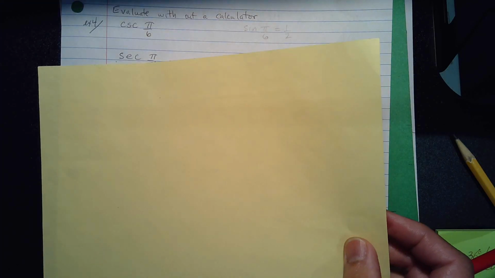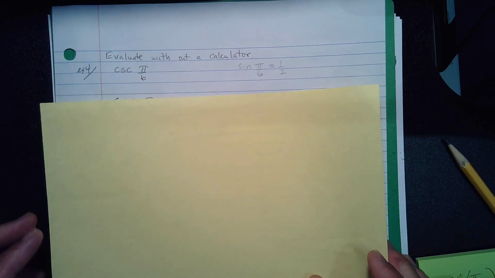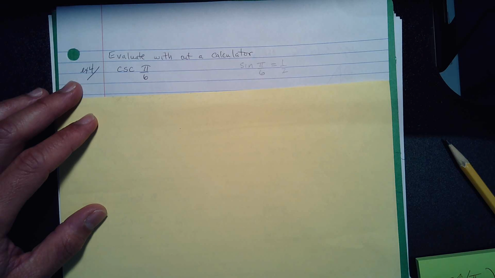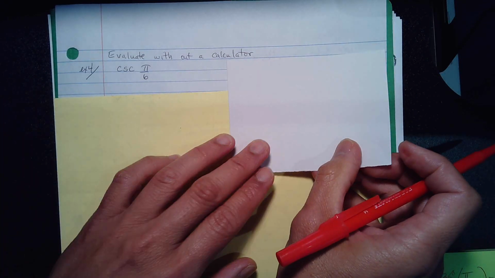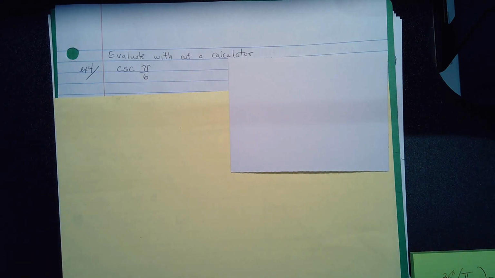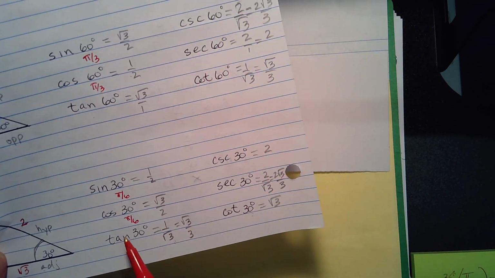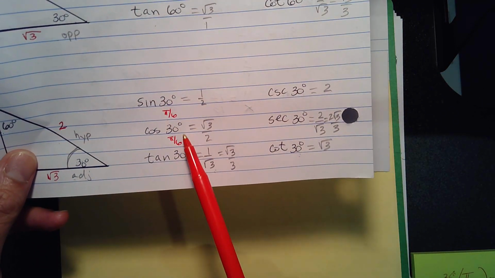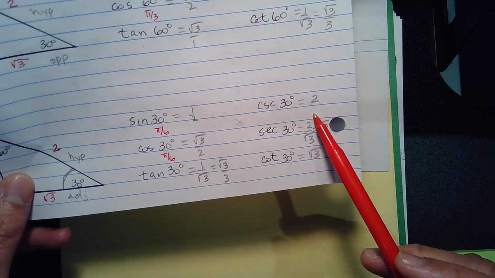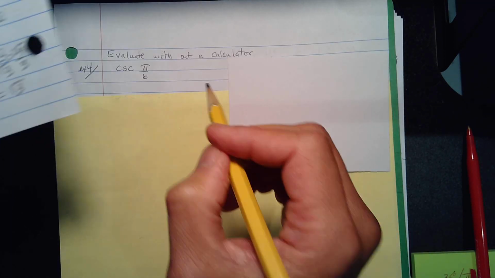Alright, let's discuss example 4. Example 4 is evaluate without a calculator. Well, what we know is cosecant pi over 6. We just talked about that. So when we talk about pi over 6, here's pi over 6. So cosecant pi over 6 is 2. Well, that's your answer, just by looking at this.